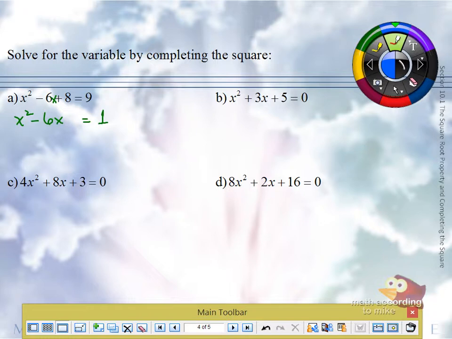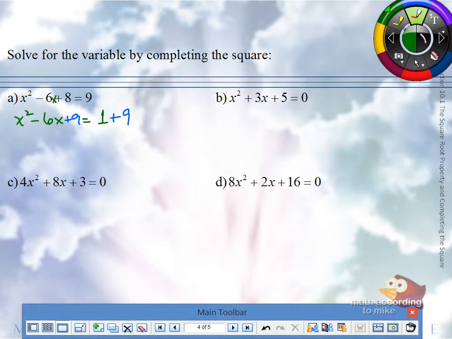So now we're going to be like our previous examples. We're going to take half of negative 6. What's half of negative 6? Negative 3. Square it. 9. We're going to add it to both sides. So the 9 on the left completes the square, but to balance out the equation, we add 9 to the right. How does x squared minus 6x plus 9 factor? Remember, variable followed by half that coefficient, quantity squared, equals 1 plus 9? 10.